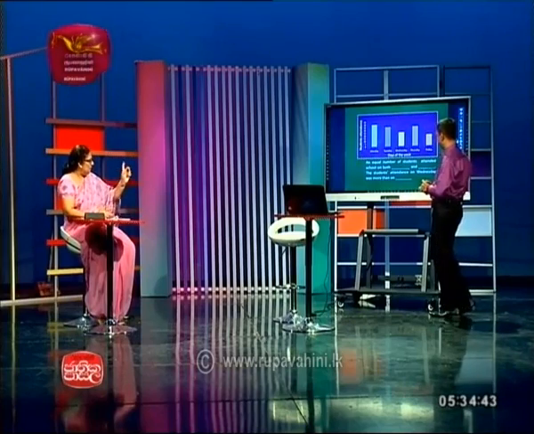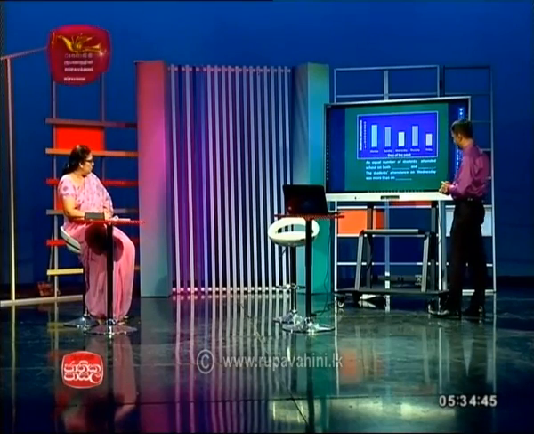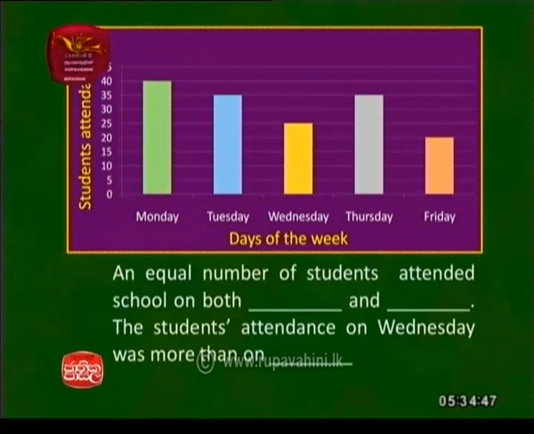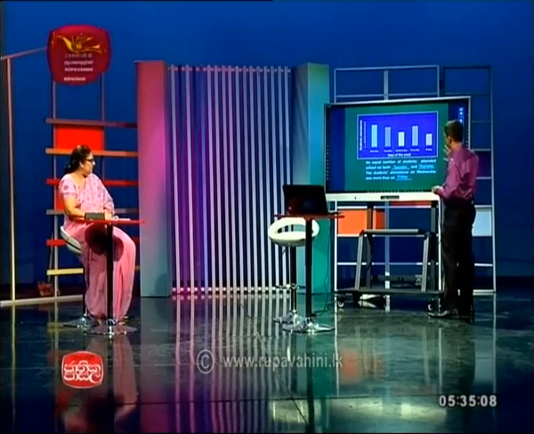Then the equal. An equal number of students attended school on both days, and you have to write Tuesday and Thursday. Equal number of students. The students' attendance on Wednesday was more than Friday. See the comparison there.